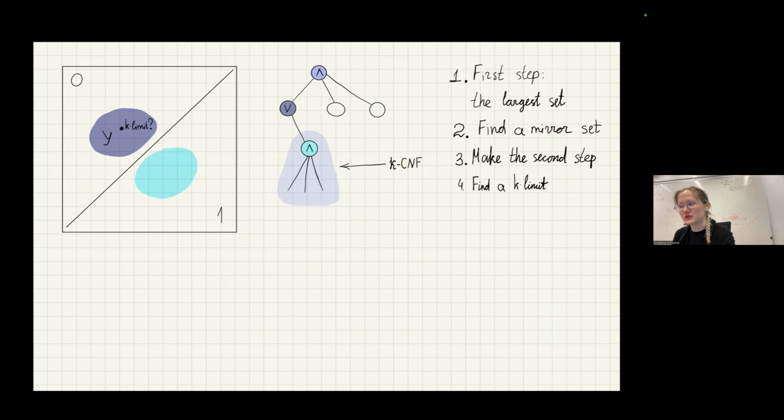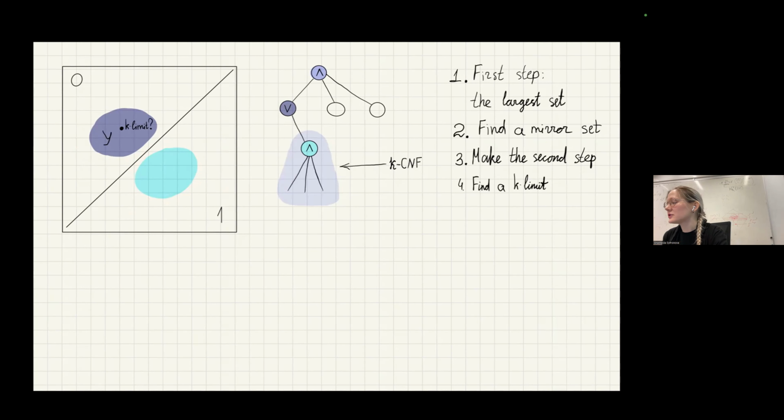so let me just remind you what we've done in the first part and what is our general strategy. We need to make 2 steps down the circuit and then to find a k-limit. For the first step, I want to just go with the pick of the largest set. So this part will be just the largest set. And then I want to find some mirror set. And then I want to make the second step, picking the largest part of the mirror set, and then we'll find a k-limit.